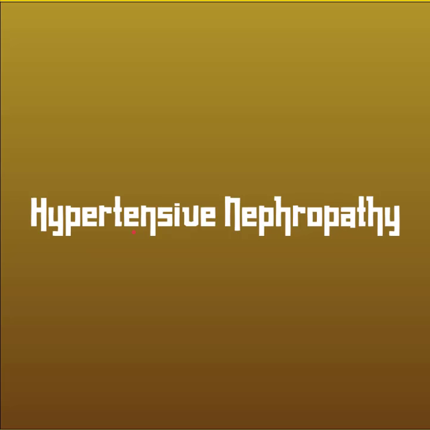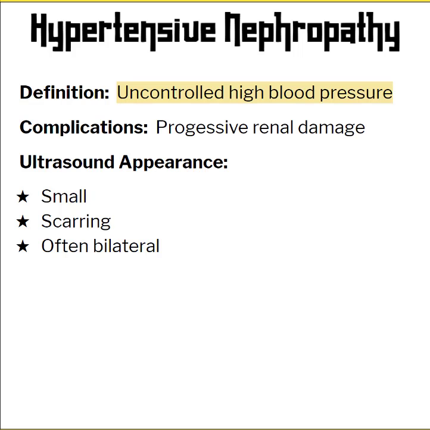Our next disease then is hypertensive nephropathy. Hypertensive refers to the blood pressure, so it's increased blood pressure. Nephropathy refers to renal pathology. So hypertensive nephropathy is renal pathology that occurs because of uncontrolled high blood pressure.